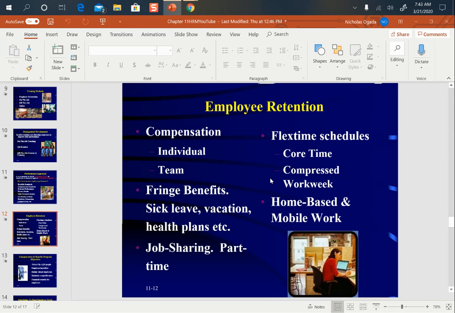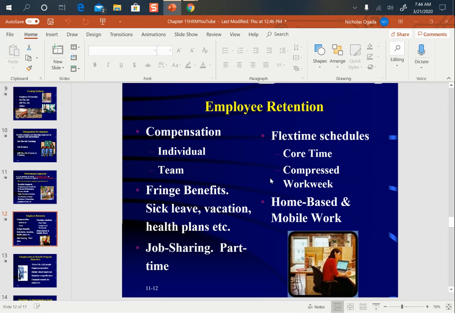Some companies will use fringe benefits, sick leave, vacation, healthcare plans, insurance. Some companies will have job sharing where a full-time job is shared by two part-timers, and the reason is that the part-time job fits the needs of the individuals much better than a full-time job. For example, people with other responsibilities would rather go for a part-time job than a full-time one. So that again could be one way of retaining that part-time employee because that's what fits the schedule.